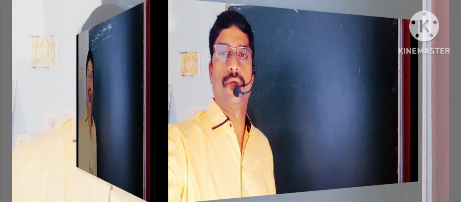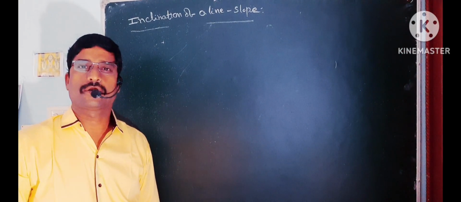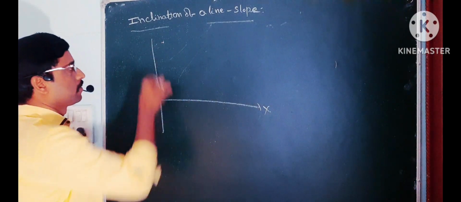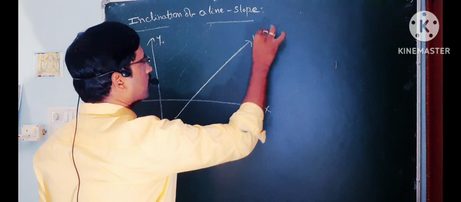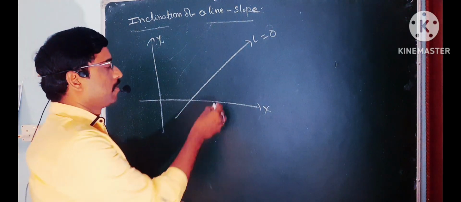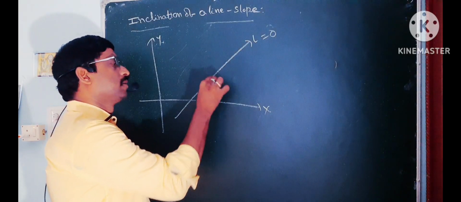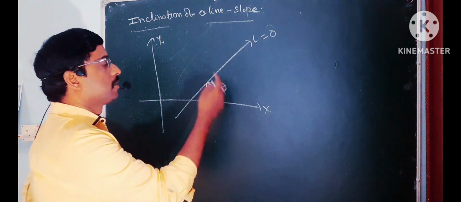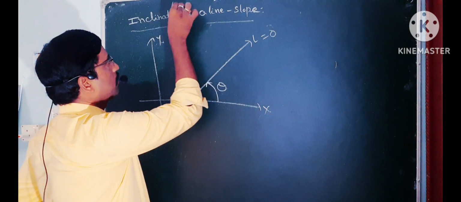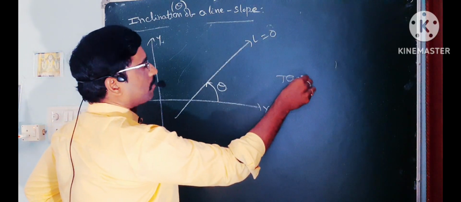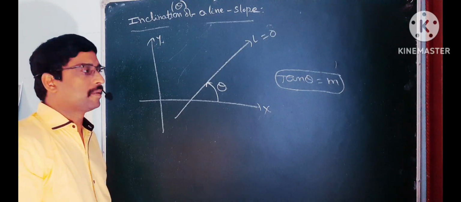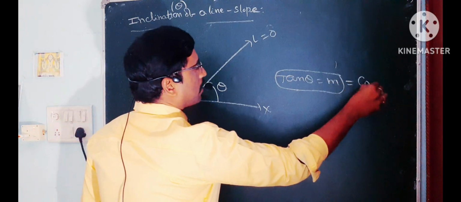Today I would like to explain straight lines concept and problems. Now I am going to explain inclination of a line and slope. Draw the x and y axis. A line L makes an angle theta with the positive direction of x-axis. Then theta is called inclination, tan theta is called slope of the line. The slope of the line is denoted by m. The other name is gradient.